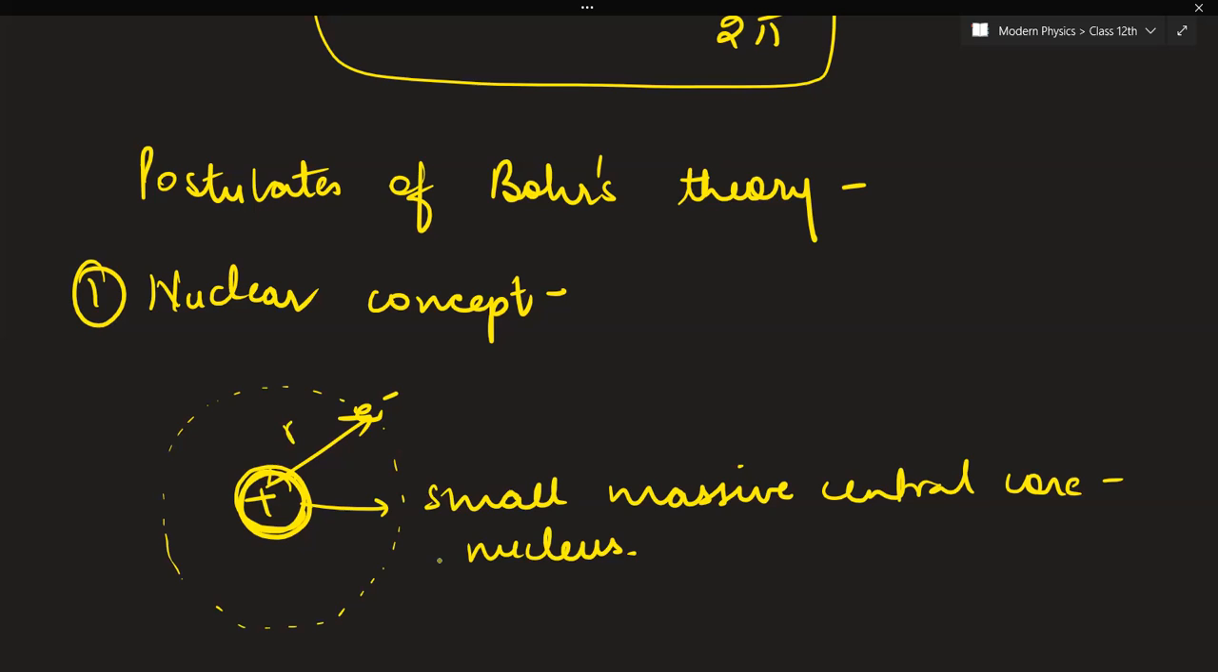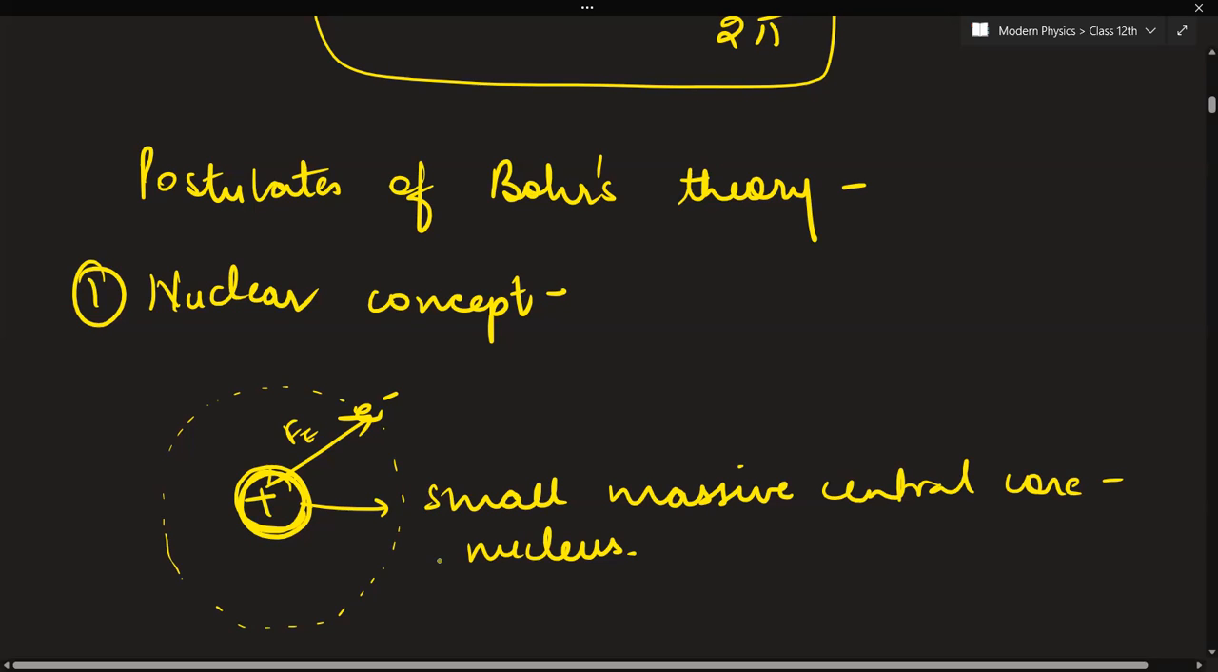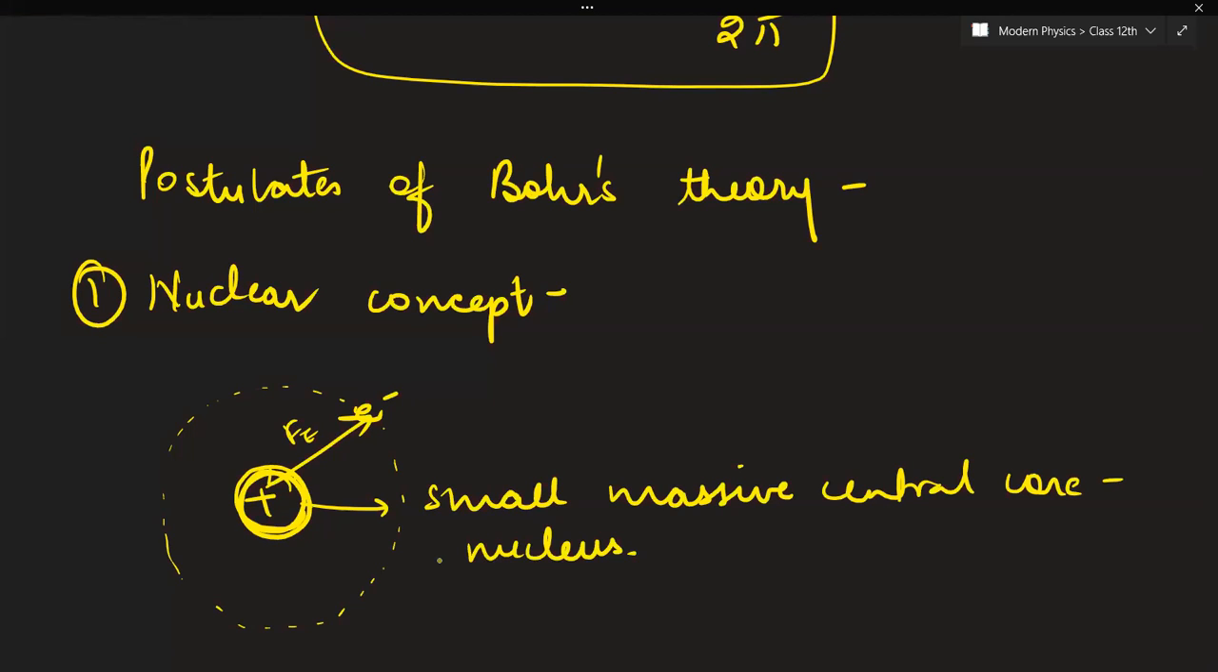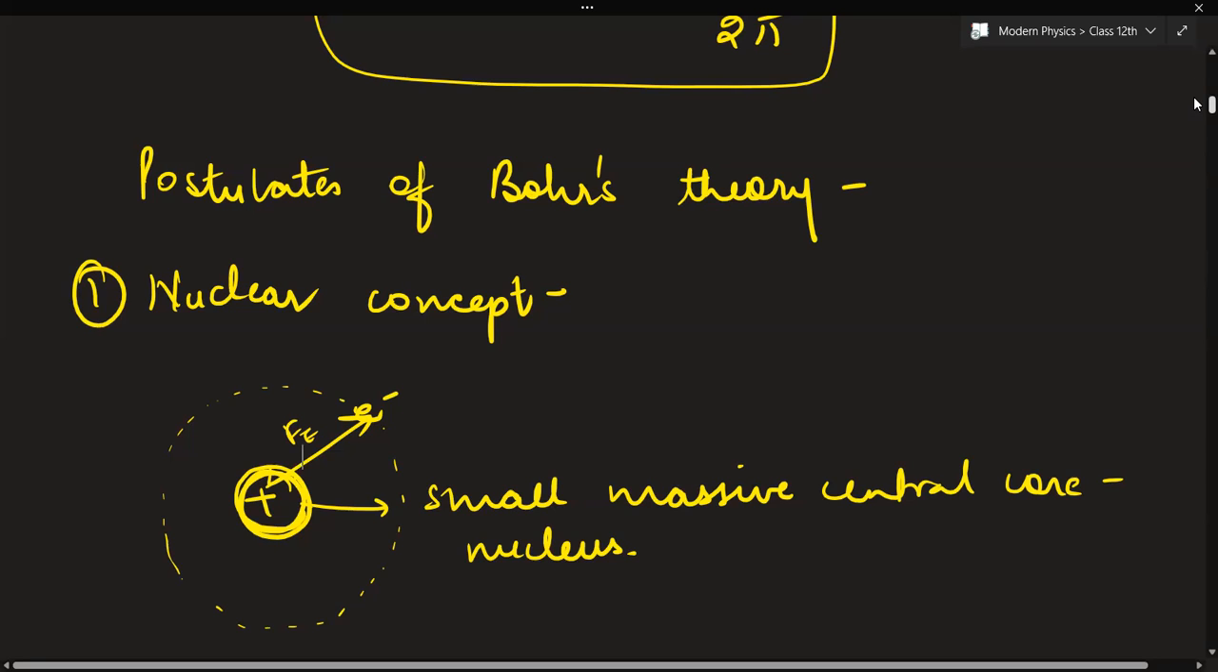This is the electric field that provides the necessary centripetal force for the rotation or revolution of the electron around the nucleus to be possible. So electrons revolve in orbits. There's a small, massive central core, which is known as the nucleus, and electrons are attracted by the nucleus through electrostatic attraction. This is the first postulate that was described by him.